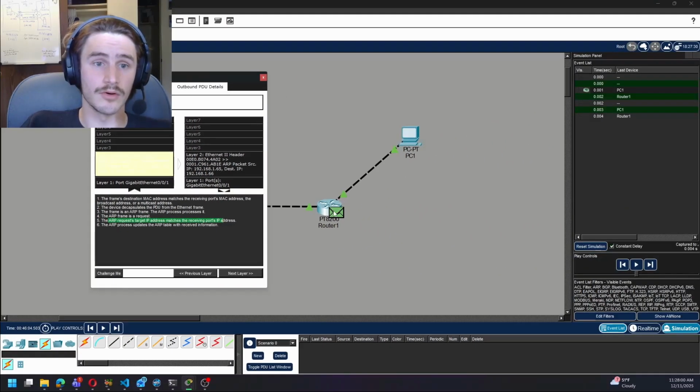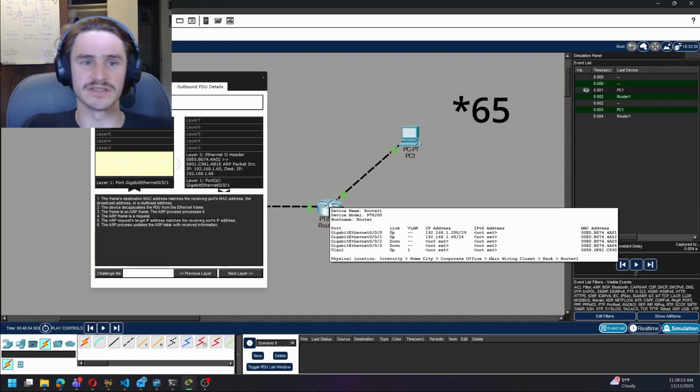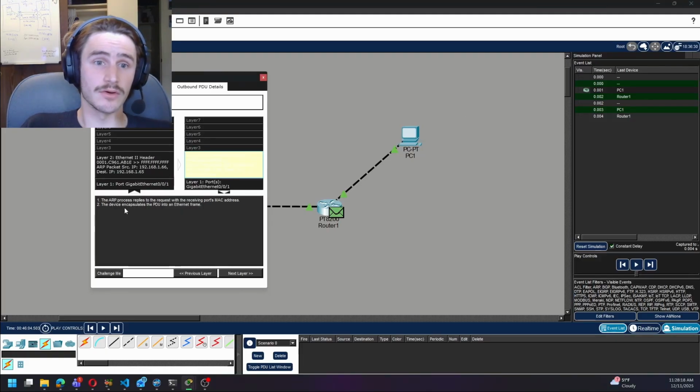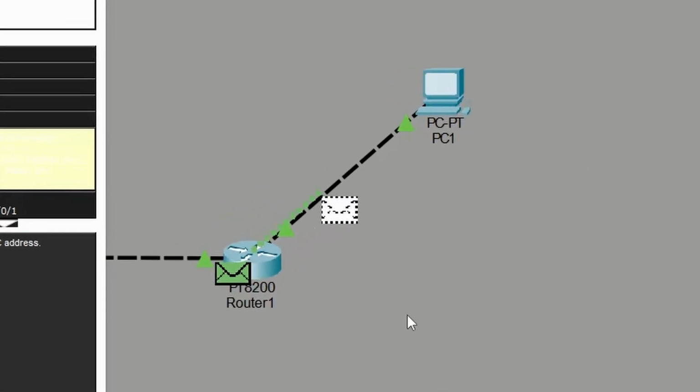So router 1 receives an ARP request. The ARP request is saying, hey, who is 192.168.1.65? Router 1 says, hey, I'm 192.168.1.65. Router 1 puts together a frame to send back to PC1 to say, yep, that's me. I am 192.168.1.65. Let's click next. It sends that frame back to PC1.